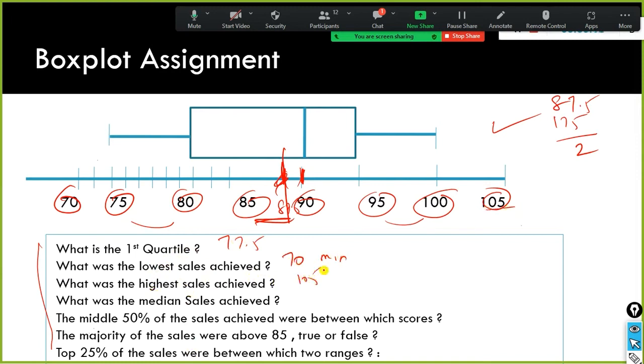105. What was the median sales achieved? 87.5. The middle 50% of sales achieved were between which scores? This is my Q1, 77.5, right? And here, 95 plus 100, 195 divided by 2, how much?